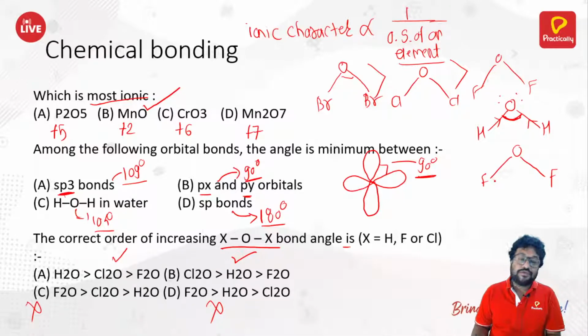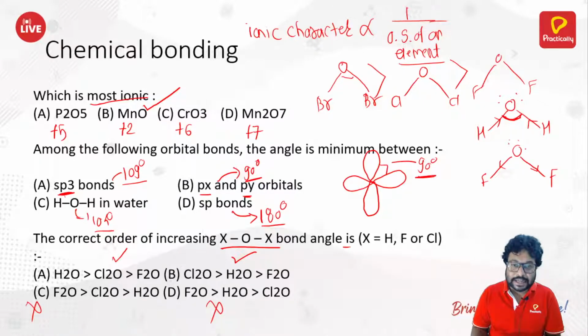Why? In OF2, we know that fluorine is the most electronegative element in the periodic table, right? It is obviously more electronegative than oxygen. So what happens? This electron density is drifted more towards fluorine. Since the bonding pair is drifted more towards the fluorine here, the distance between the lone pair of oxygen and the bond pair of OF2 increases. When that happens, the repulsion between them also decreases.